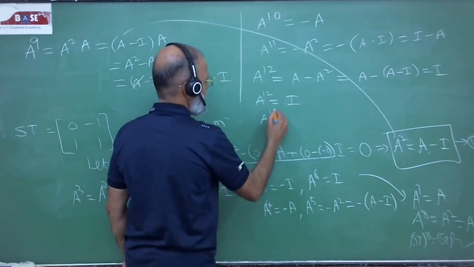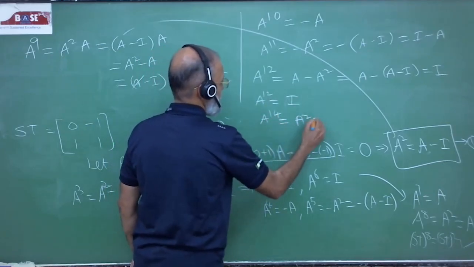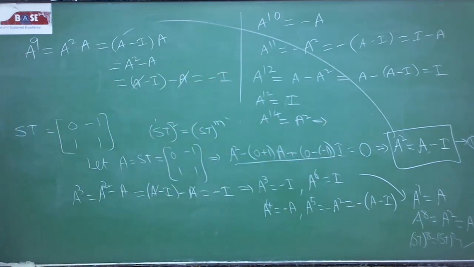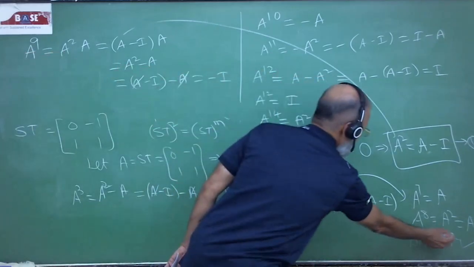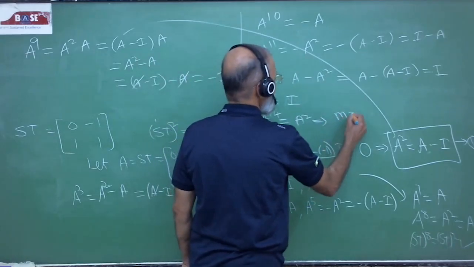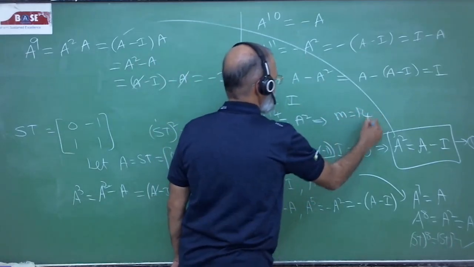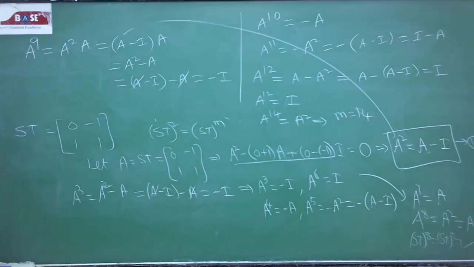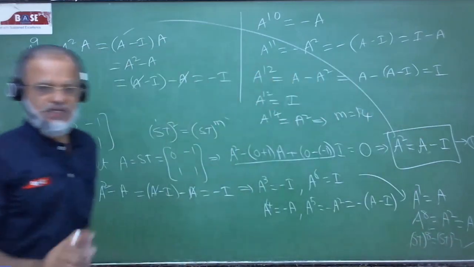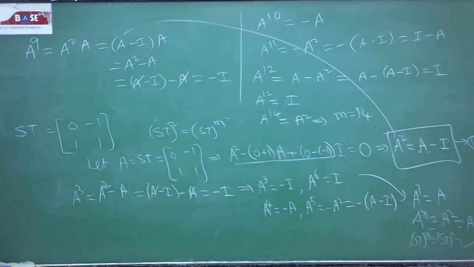Now a power 14 will become equal to a square. That means again I can say a power 14 you are getting a square. This type of equation will be satisfied in this question. So that means here m is equal to 14. Previously, the value of m I wrote just now. So m equal to 8 is there, then m equal to 14 is satisfying.